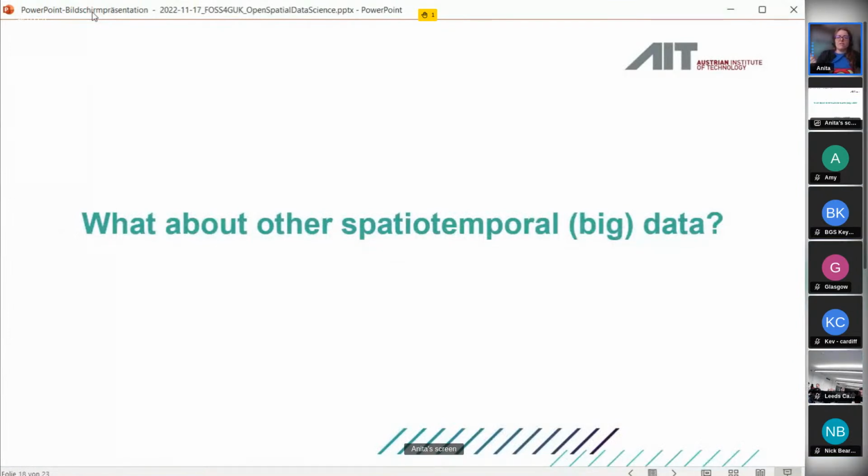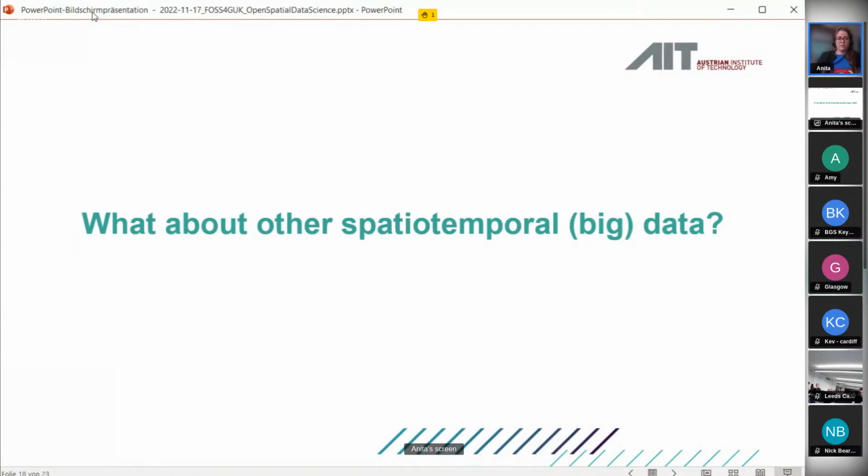But what about other spatiotemporal big data sets? Earth observation is kind of a good place to start. First of all, you have a clear pain point to address because the data is so huge that no one wants to process it locally. Another big plus is that Copernicus data and similar sources are in general open data.